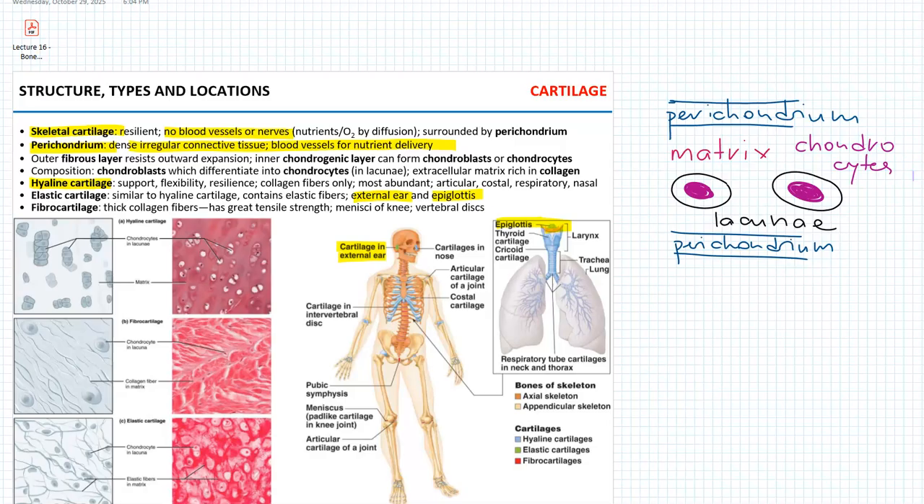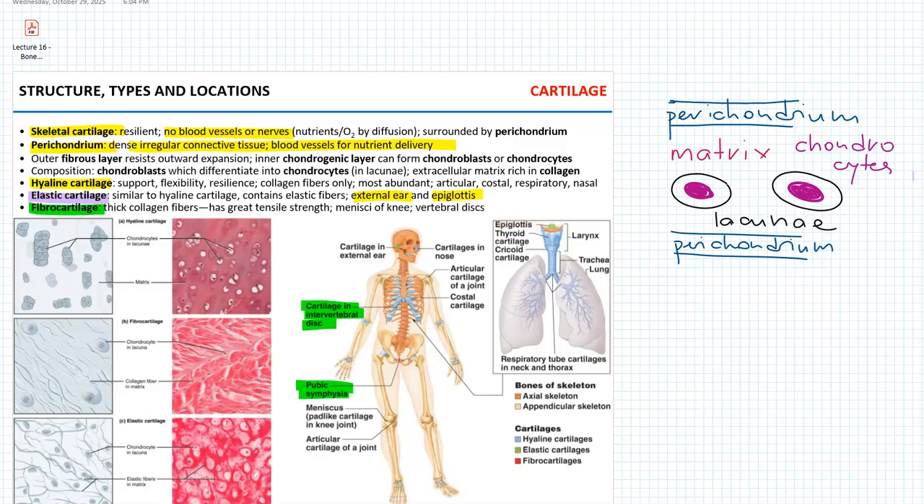So your fibrocartilage is found in the pubic symphysis and in your intervertebral discs. Everything else is hyaline cartilage. So when you study for the locations of the cartilage, the easiest way to do that, everything else is... Sorry, mixed up a little bit.